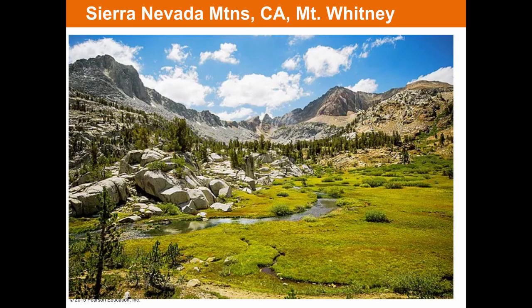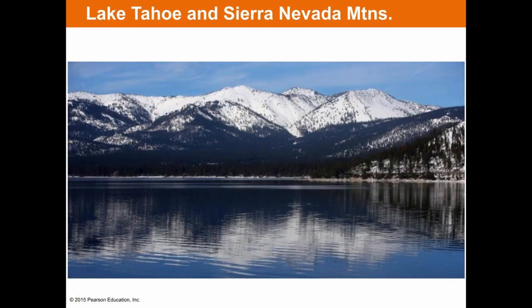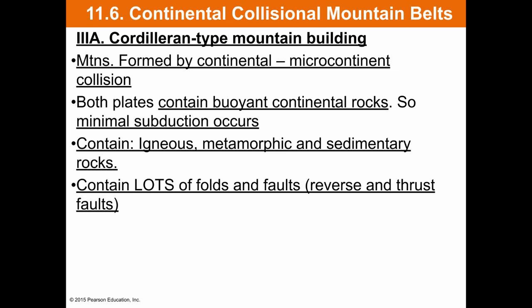These are mountains that look no different from any other mountain range, but, as I said previously, Lake Tahoe, Sierra Nevadas, the geology tells you a lot about how these were formed and how they differ from other mountain ranges. We covered ocean, we covered ocean-continent. Now we can talk continent.